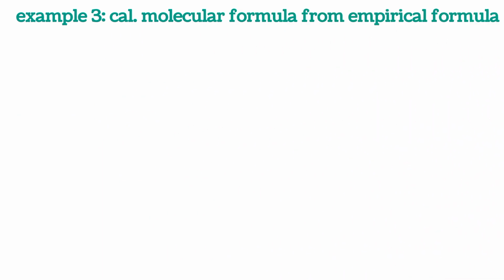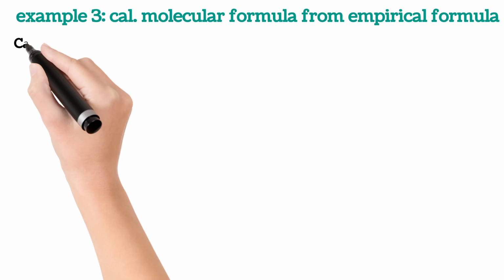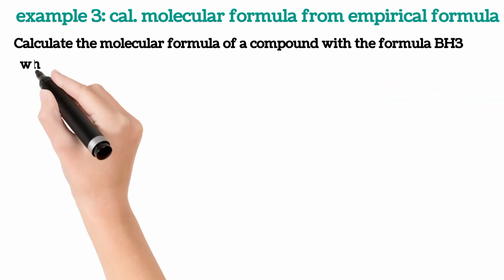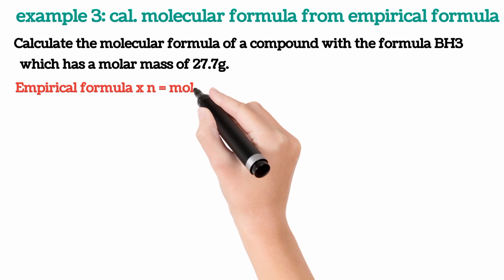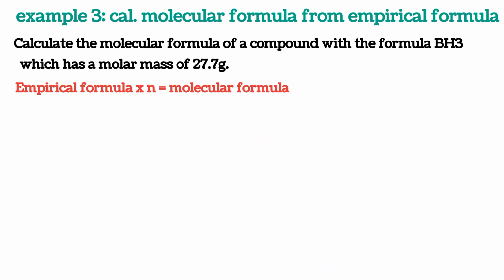Example 3. How we calculate molecular formula from empirical formula. Calculate the molecular formula of a compound with the empirical formula BH3, which has a molar mass of 27.7 grams. We are given the empirical formula as BH3 and the molar mass as 27.7 grams. Now, we know that empirical formula times n is equal to molecular formula. And we have been given the empirical formula to be BH3, so BH3 times n will be equal to molecular formula.